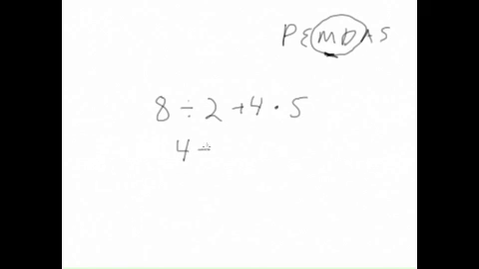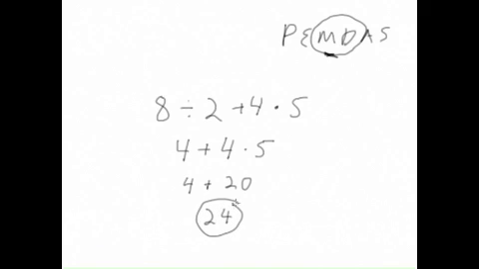We're going to rewrite it just like I was talking about. 4 plus 4 times 5. Now we have addition and multiplication. We do the multiplication first, giving us 20. Then we have 4 plus 20. Final answer of 24. Okay?